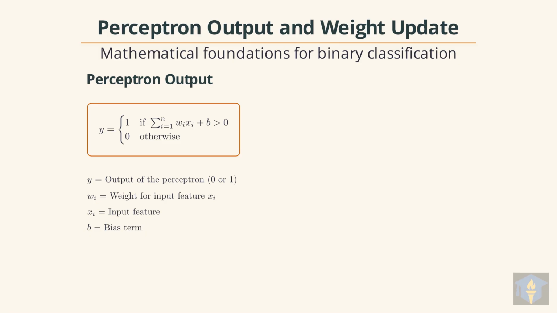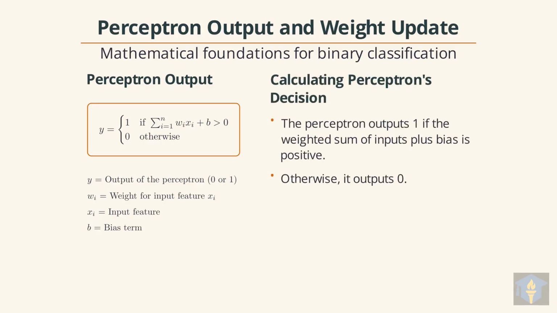Wi is the weight assigned to each individual input feature xi, influencing its importance, and xi refers to the specific input feature value that the perceptron receives. Finally, b is the bias term, an additional constant that shifts the activation function's output. This formula effectively describes how the perceptron calculates its decision based on the inputs. The perceptron will output a value of 1 if the weighted sum of inputs, along with the bias, is positive. Conversely, if that sum is not positive, the perceptron will then output a value of 0.